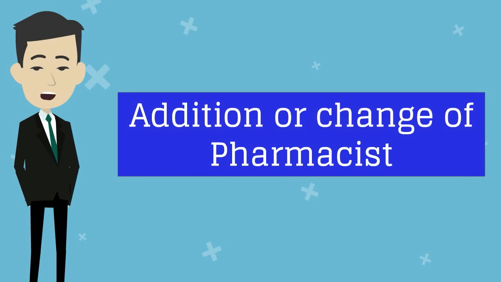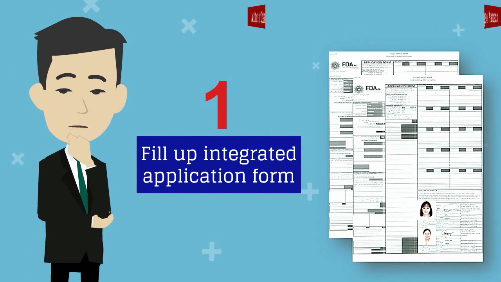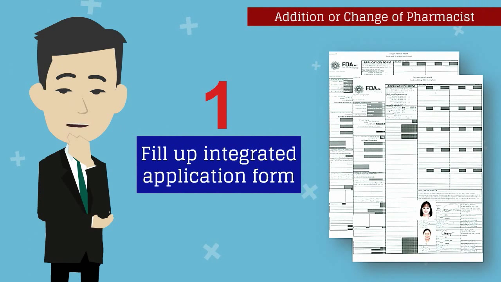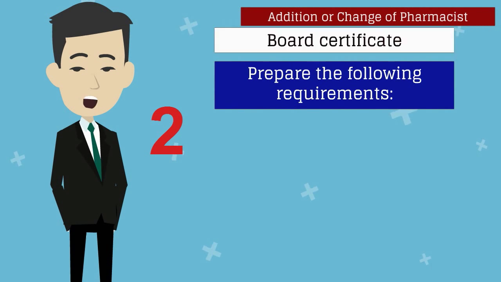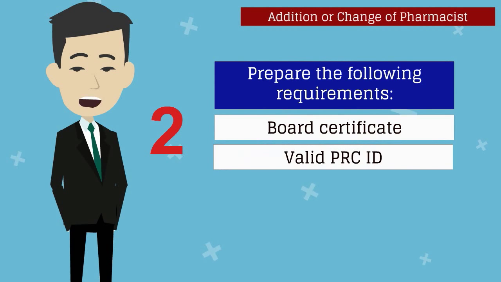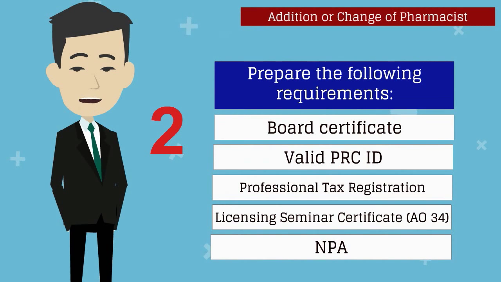The third topic we will discuss is the addition or change of pharmacist. Just follow these 3 simple steps. 1. Fill up the integrated application form. Step 2. Prepare the following requirements: board certificate, valid PRC ID, professional tax registration, certificate of licensing seminar, and NPA.